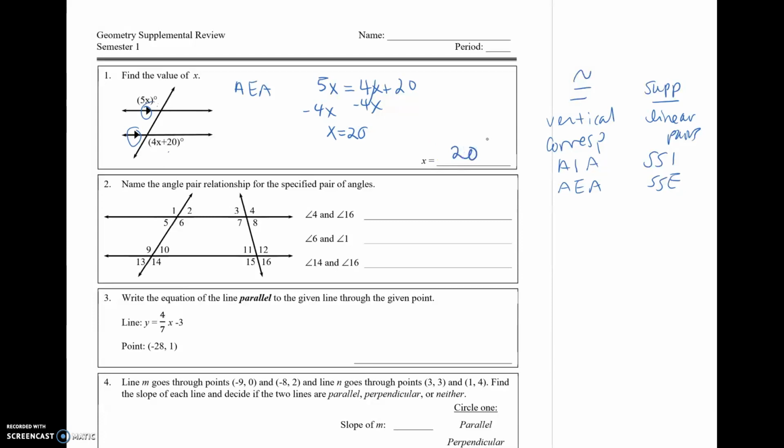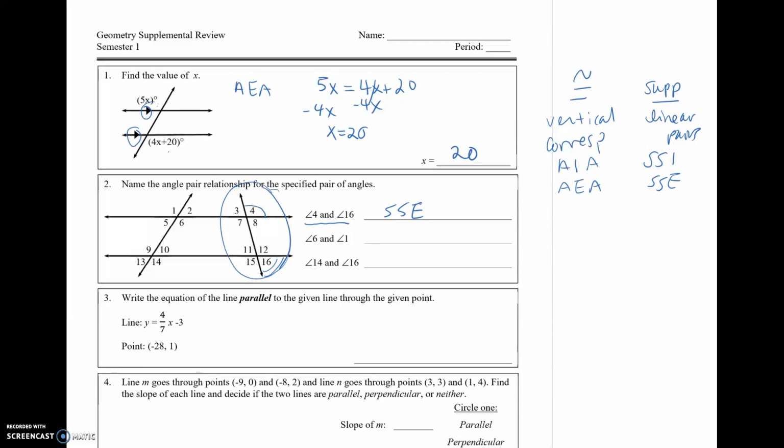All right. Number 2, we're just naming the relationships here. So angles 4 and 16, if I look, angle 4 is right here, and then angle 16 is right here. And these lines aren't parallel, but the relationships still exist. So it helps to cover up this other side and just look at these 2 intersections. So 4 and 16, those are going to be same side exterior angles.